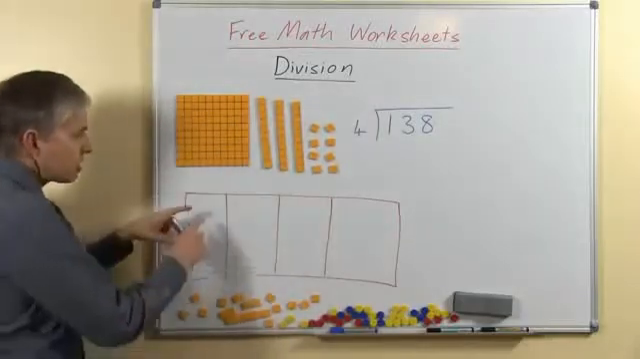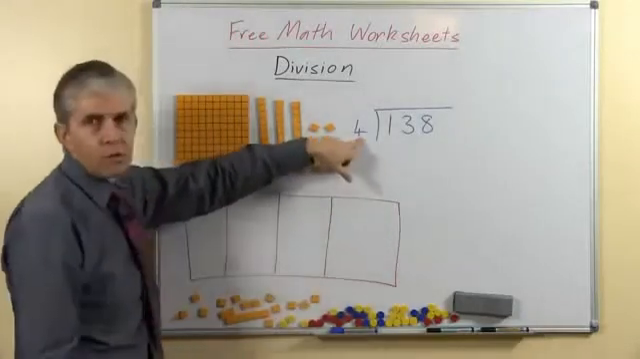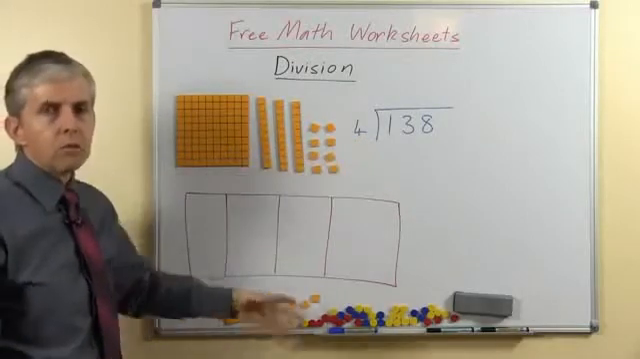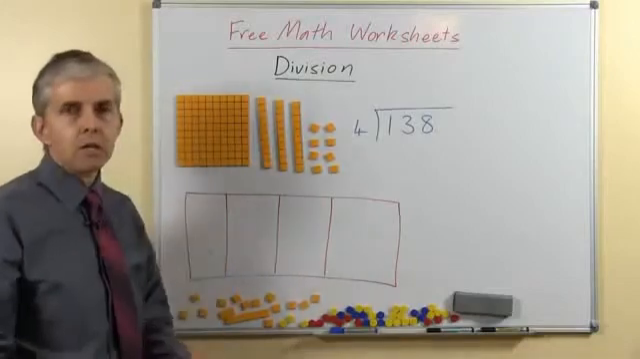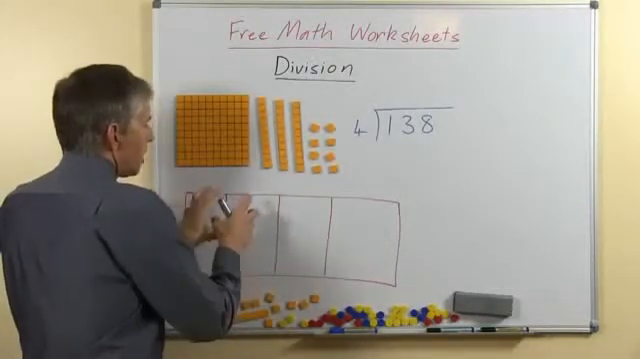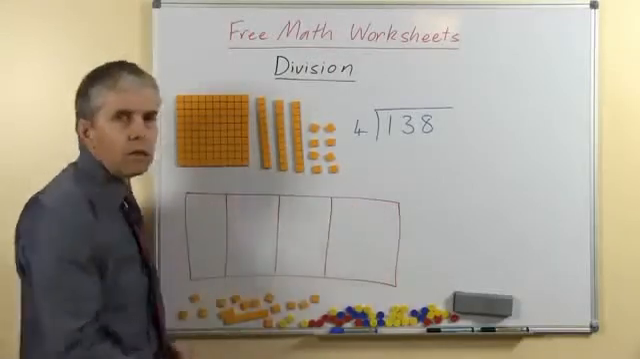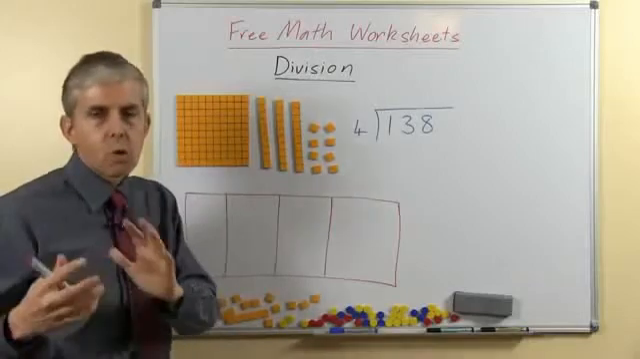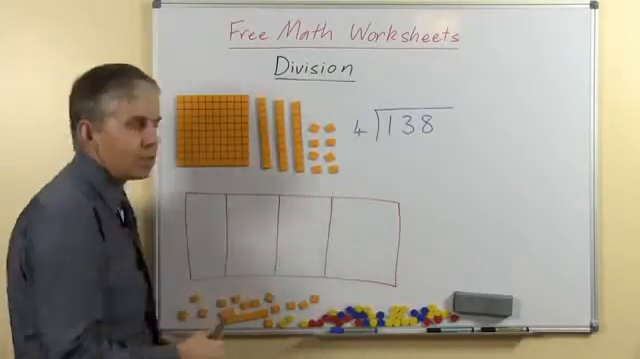Now, you'll notice here I've drawn up a frame with 4 sections. This represents the 4 that we're dividing by. The model that we're using is division by partition or sharing. So we know there are 4 parts to the answer. We just don't know how many go in the 4 parts. The other sort, of course, is quotition, and we would do that differently. But this is the way to do it with the base 10 material.